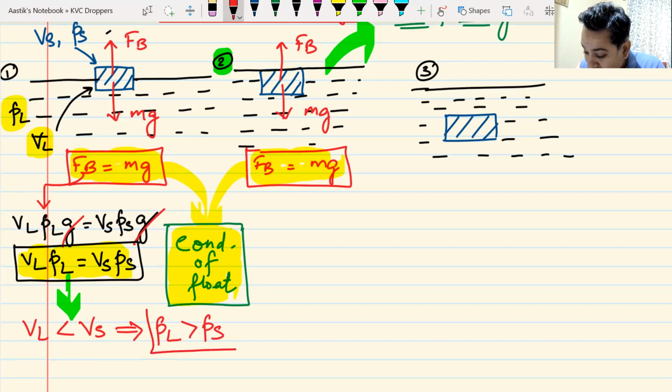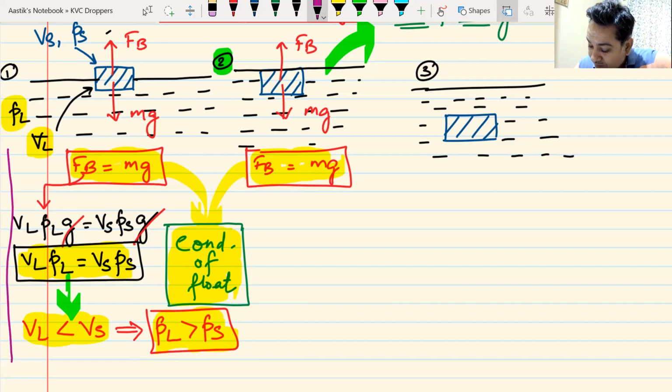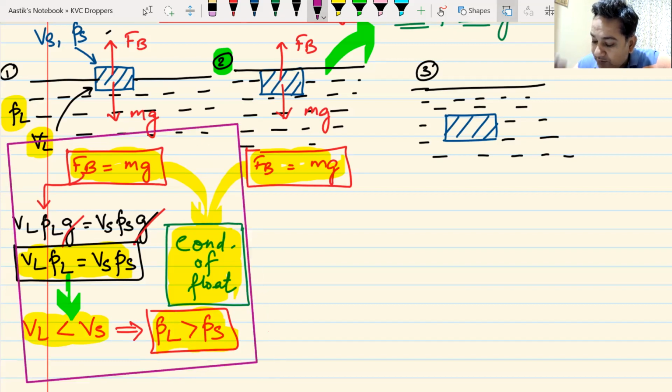This is how you understand why a body floats. If the density of the liquid is greater than the density of the solid, the body has to float. It will float in such a way that some volume of the solid will be outside the surface of the liquid. Am I clear? Yes, sir. Please note it down. This was my case number 1.